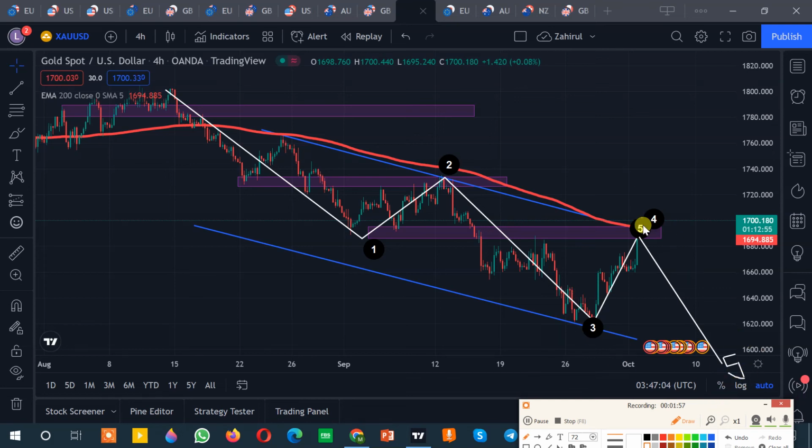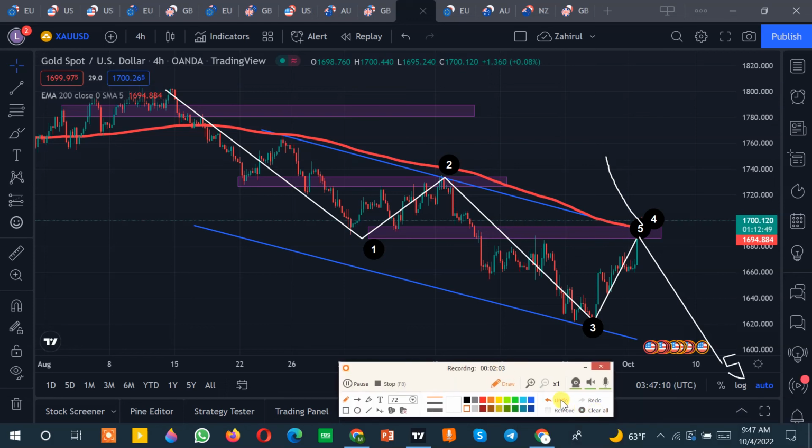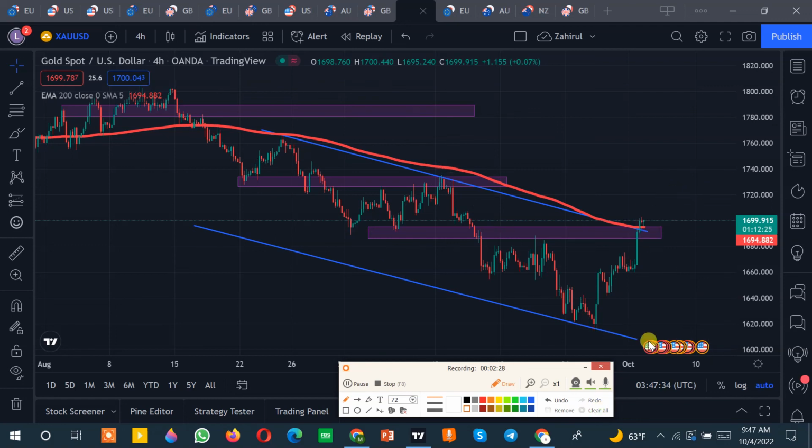So it is our expectation for the market to come here according to Elliott theory. So it's a point to make a sell. So this is the point to make a sell stop from here.